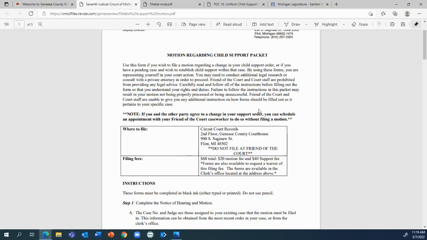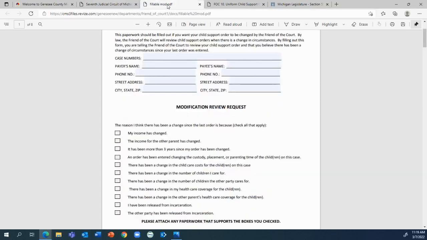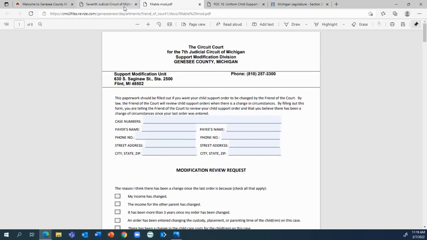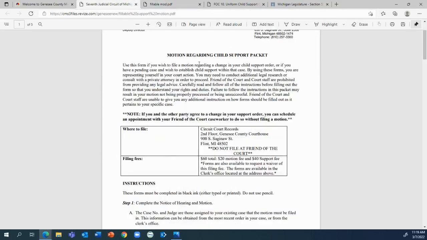So first and foremost, when we talked about the mod packet, remember this is the mod packet that you can send to the Friend of the Court. This is a motion, which means it needs to get filed with the Circuit Court Records, the clerk's office, which is on the second floor of the Genesee County Courthouse. That's 900 South Saginaw Street, downtown Flint, Michigan. If you're familiar with Flint, it's the big courthouse with the cannons out front.